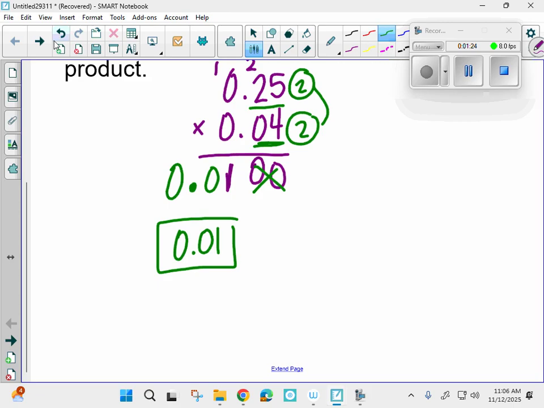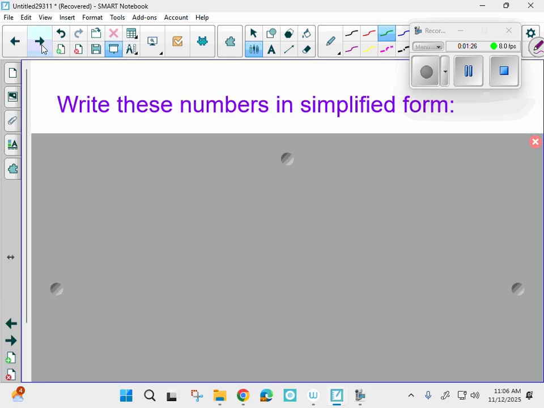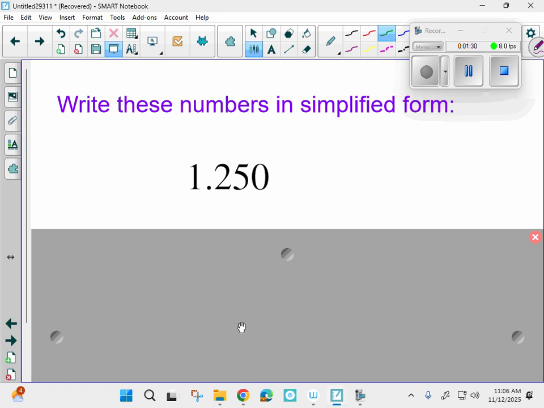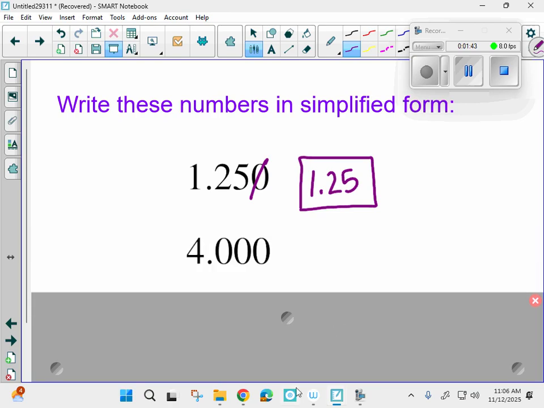Write these numbers in simplified form. In other words, we don't need the 0, all right? This one right here is unnecessary. So that's all they want you to do, is just write it as 1.25. Okay, 4.000 is the same thing as what, everybody? Yeah, it's the same thing as just 4. You don't really need the decimal and all the zeros, okay?